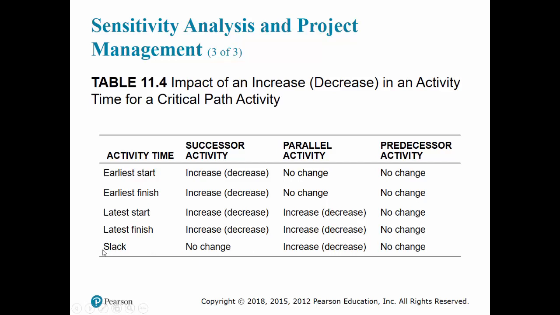Now the slack. If the activity time goes up, both the earliest time and the latest time will change by the same amount, and therefore there won't be any change in the slack of the predecessor activity and successor activity. But parallel activity slack will change because the earliest time will not change, whereas the latest time will change. So parallel activity slack will increase or decrease depending upon whether the activity time went up or went down.